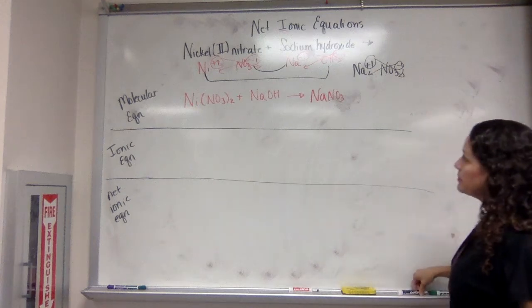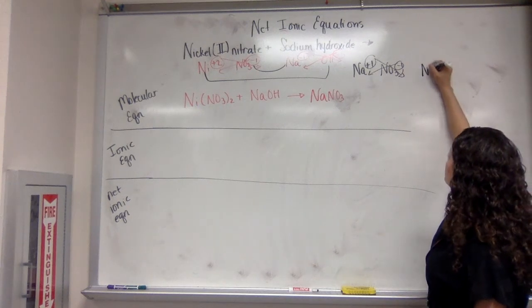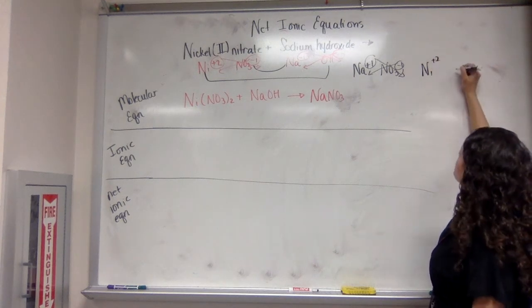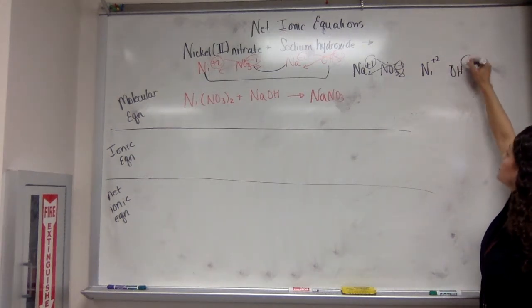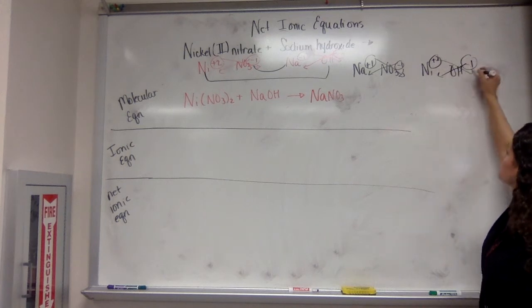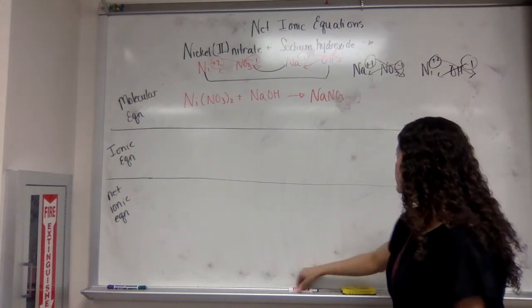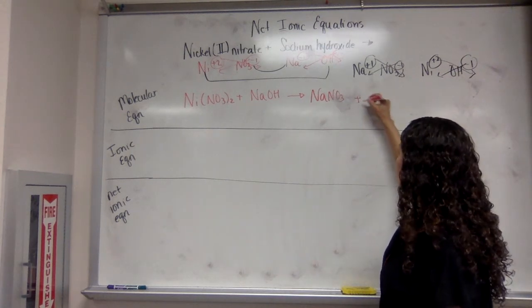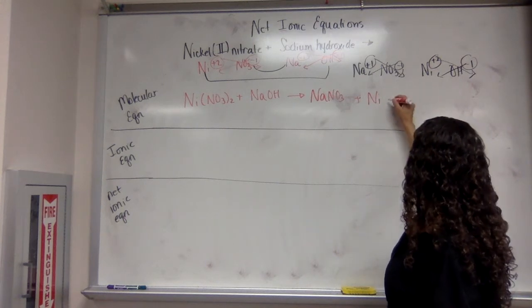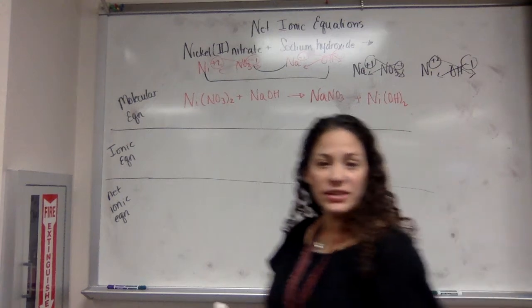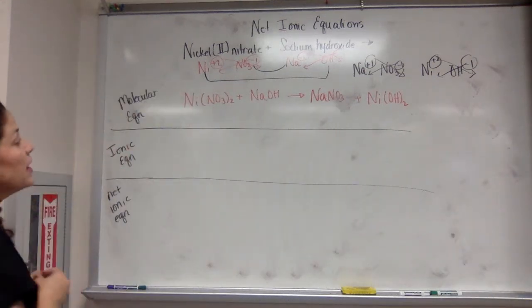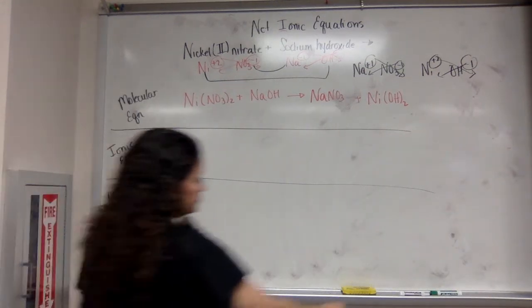and then I'm going to do the same thing with my nickel 2. So I have nickel with a +2 charge, and I'm going to have my hydroxide with a -1 charge. So crisscross, I'm going to have nickel 2 hydroxide, parentheses closed. Okay, so that's going to be my molecular equation. Now I need to go and balance it.